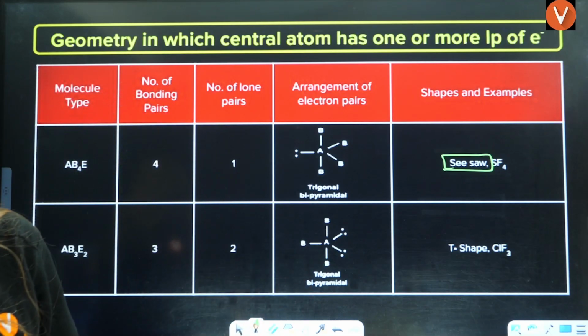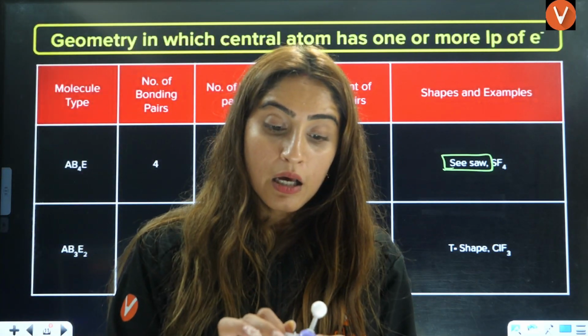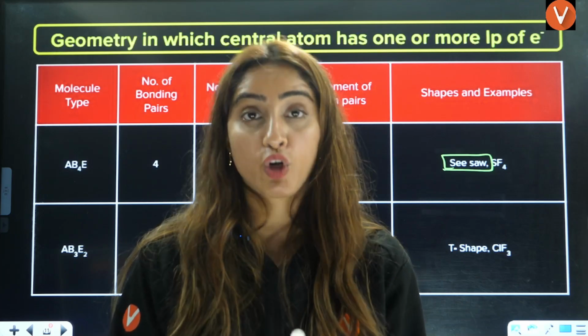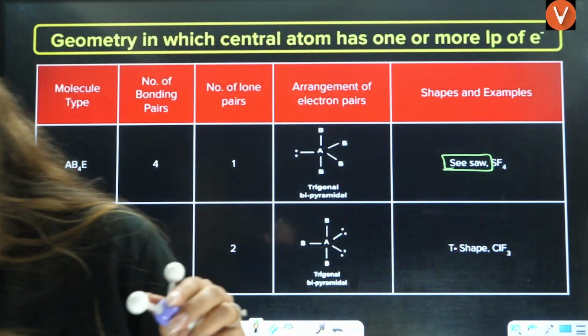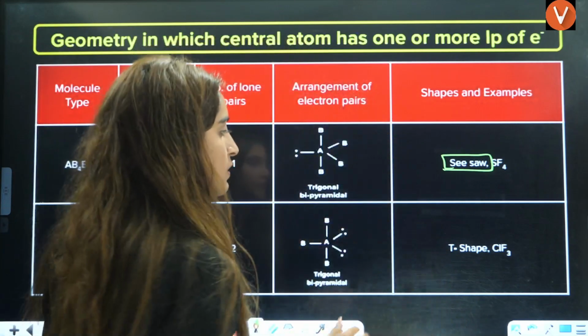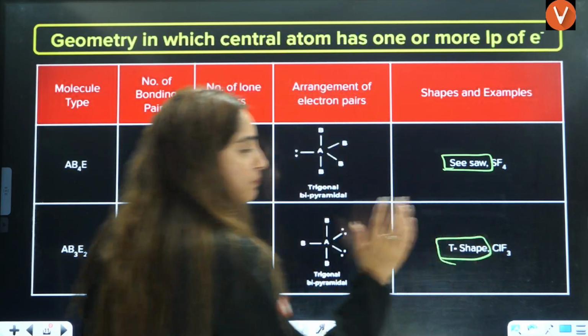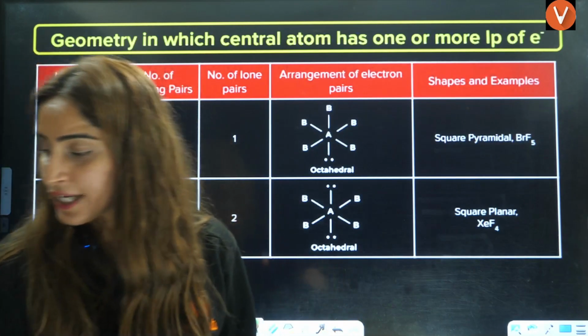Next is when you're going to replace 2. Now, as I told you, a bond pair is replaced from the equatorial position. So one from here, one from here, and now what we have is a T, right? So the answer will be T shape. Understood?